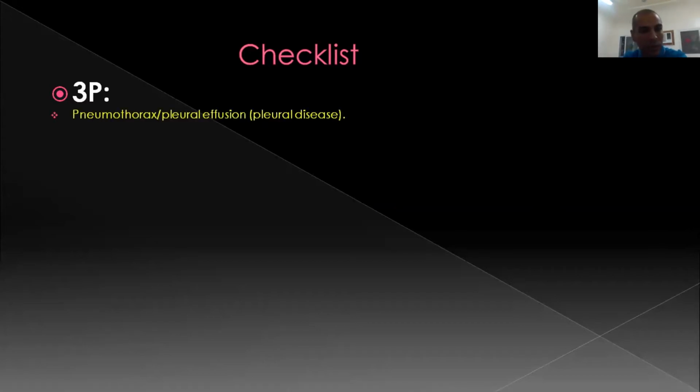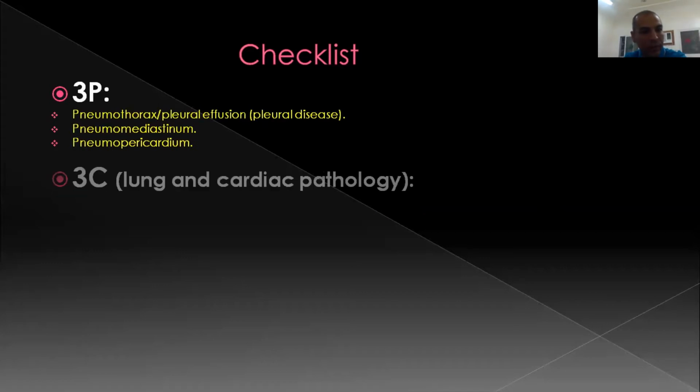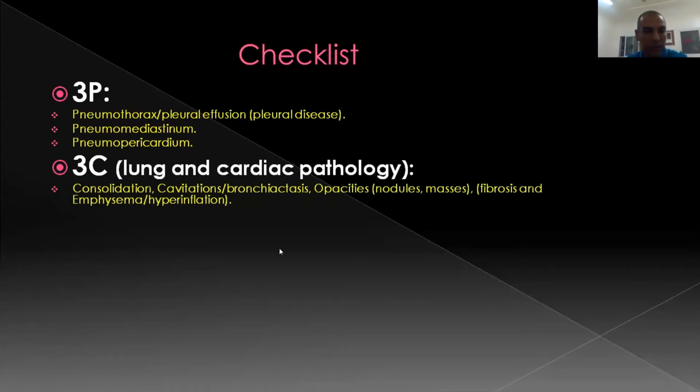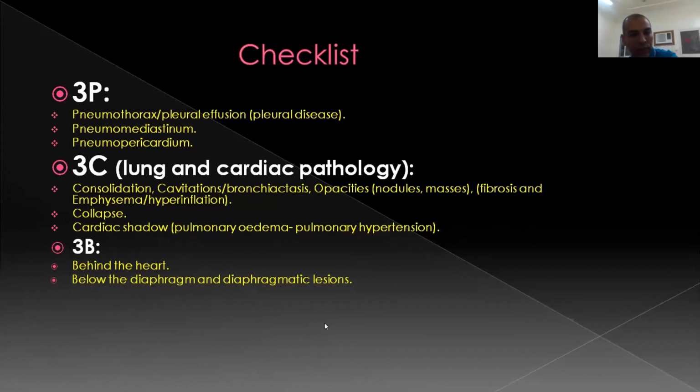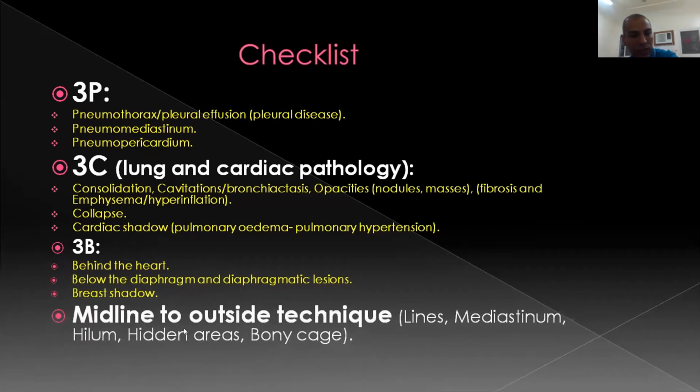3B, pneumothorax, pneumomediastinum, and pneumopericardium, and 3C, consolidation and cavitations, opacities, nodules, and masses, and fibrosis and emphysema. We will start from here now with collapse, and we will go to the cardiac shadow, and 3B, behind the heart, below the diaphragm, diaphragmatic lesions, and breast shadow. And finally, we will talk about the midline to outside technique. It will include lines, mediastinum, hilum, hidden areas, and bony cage.